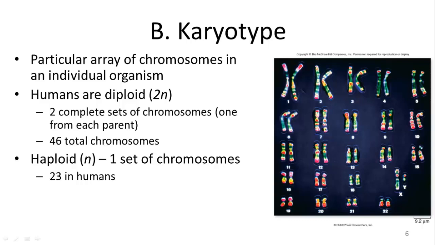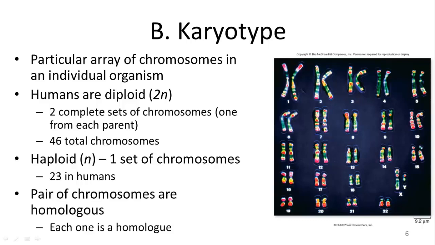Each pair of chromosomes is called homologous chromosomes. So chromosome 12 here, this is one of the homologs, and this is the other of the homologs, and these are homologous pairs of chromosomes, a homologous pair of chromosomes.